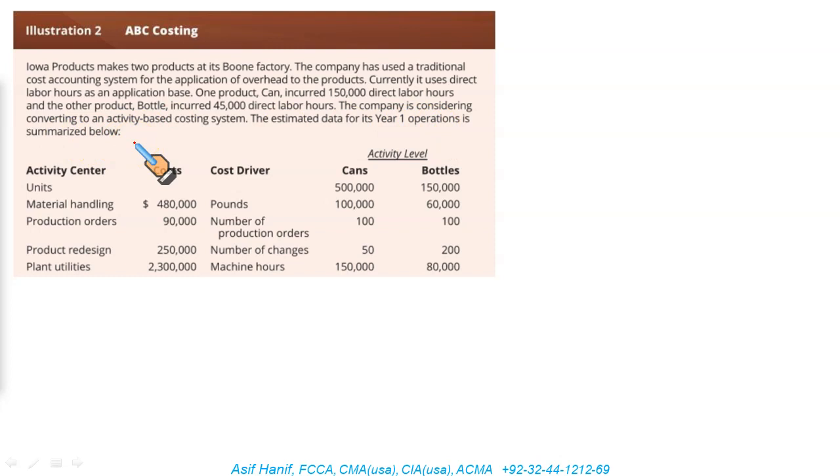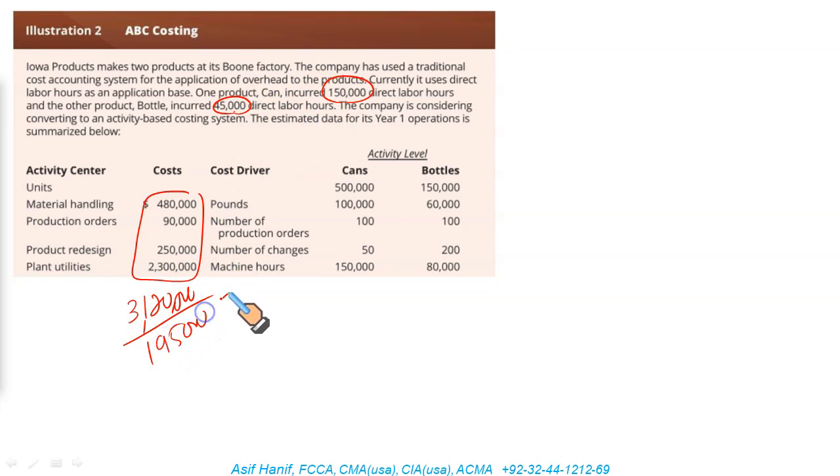If you add all of your overheads, 480,000, 90,000, 250,000 and 2.3 million, it gives you 3.12 million. And how many hours for both of these items? 45,000 and 150,000, right? So if you add both of these, you will get 195,000, right? The rate that you get is $16 per labor hour. That is the overhead application rate under the traditional system.